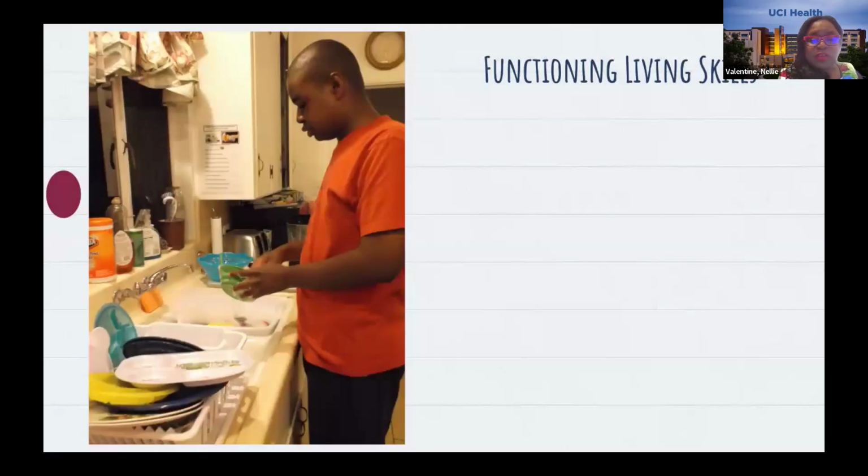So the functional living skills that I shared with you, we declined getting a dishwasher so that we could teach him to wash dishes every day. Not knowing where he'll end up in his life, he would learn how to maintain those skills. Next slide, please.